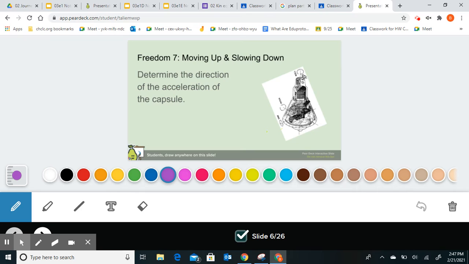Now it says determine the acceleration of the capsule. Well, to determine the acceleration, we again need to know which way the force is going, or the net force is going. And here we know we have force due to gravity down. There's nothing up, so my net force has to be down as well. So my acceleration is always in the same direction as my force. So my acceleration is also directed down.